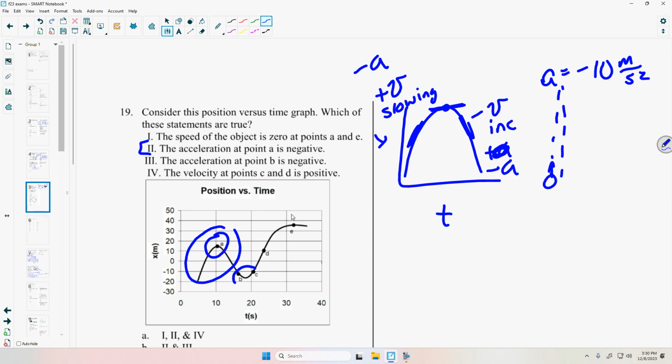Down here in this part of the graph at points B and C, I have a positive acceleration. It's just the inverse. You just take that graph and you flip it upside down. And for the same reason, it's positive. So this one's correct, but this one is not correct. Okay?